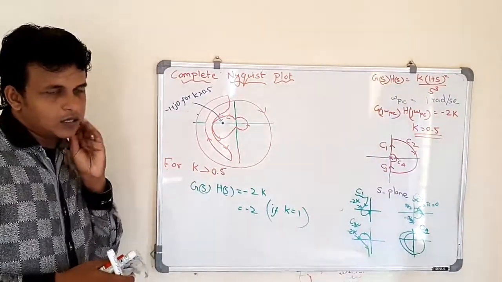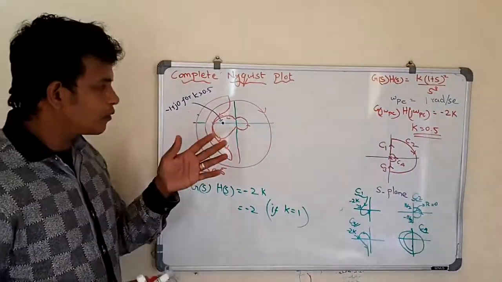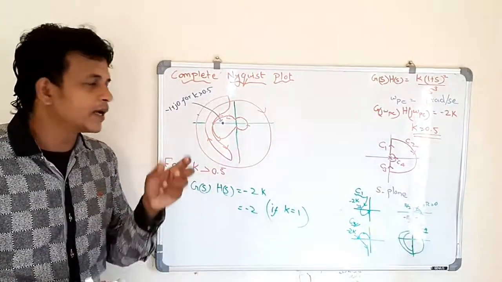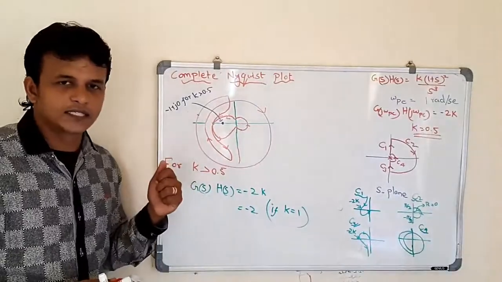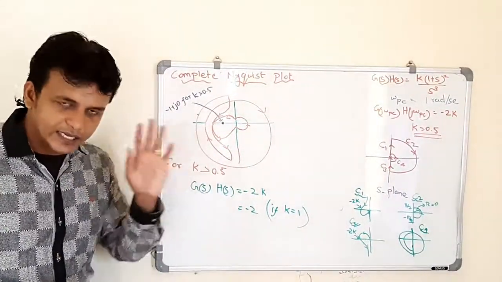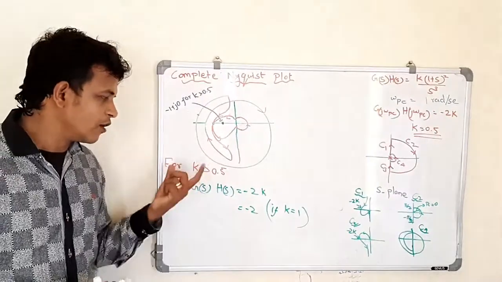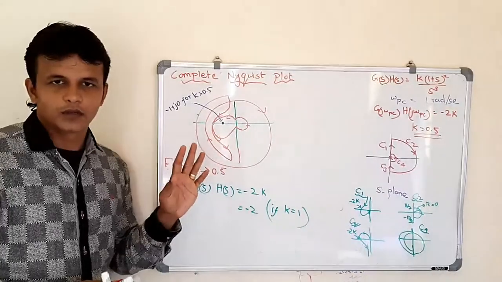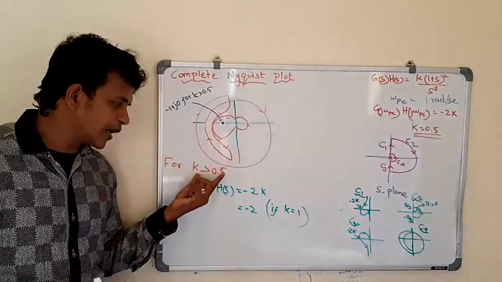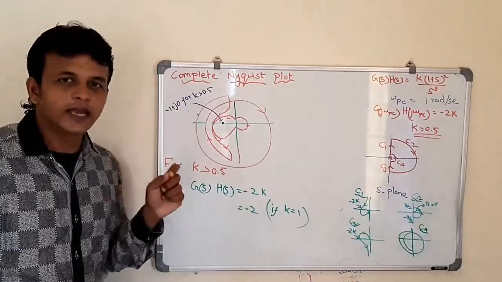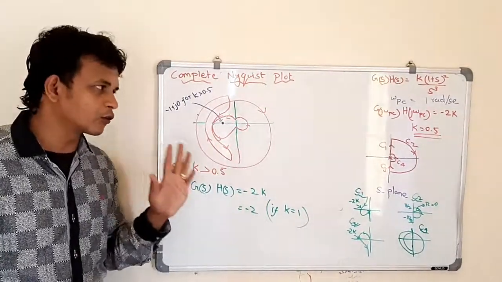The effect produced by clockwise encirclement is cancelled by the anti-clockwise encirclement. So there is no pole in the right hand side of S plane, so that we can conclude that for k greater than 0.5 the system is stable. The system is marginally stable for k equal to 0.5. The system is highly stable for the values of k greater than 0.5. This is what we can conclude with this Nyquist plot.